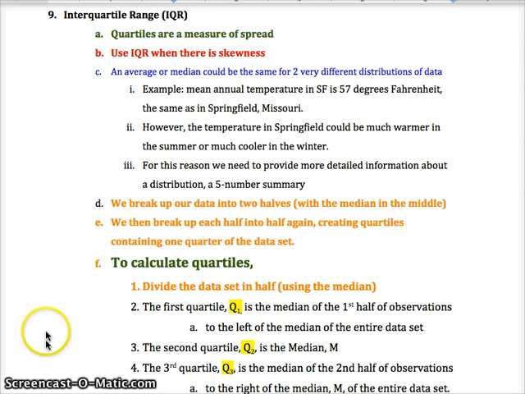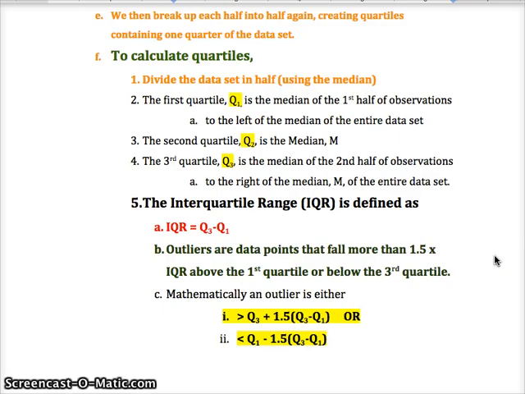So how do we calculate it? We divide the data in half. Q2 is the median: 2 quarters, 50 cents, 50%. Q1 would be the median of our first half of our data. Q3 is the median of our second half of our data. Our interquartile range, once we find Q3 and Q1, is Q3 minus Q1. So we take the third quartile and the first quartile, and that's how spread out our middle 50% of our data is.